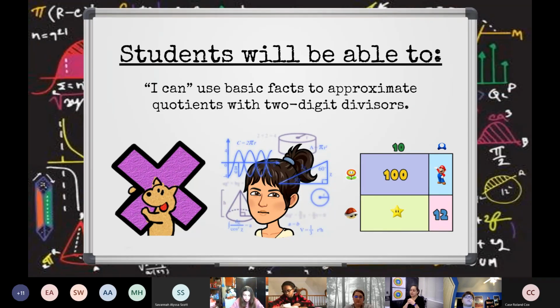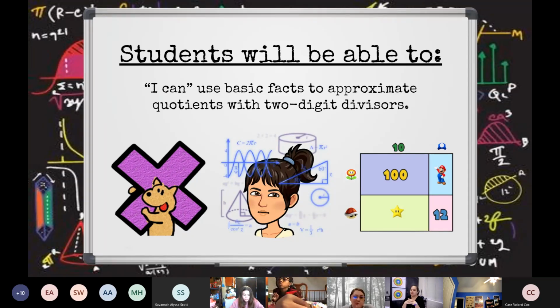And then quotients. What does it mean when it says quotient? Savannah Marks, I see your hand. I kind of forgot, but I'm pretty sure it's the answer to a division problem. Perfect. Yes, it is the answer to a division problem. Great. And then it says with 2-digit divisors.